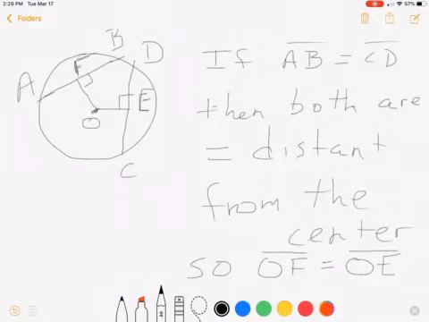So for example, if I put in a radius here, then I can say the distance from OA squared equals the distance of AF squared plus FO squared. That's the Pythagorean theorem. The Pythagorean theorem said that the squares of the legs equals the hypotenuse squared. In this case, OA squared is the hypotenuse, equals AF squared plus FO squared.